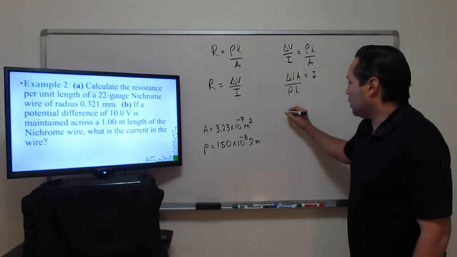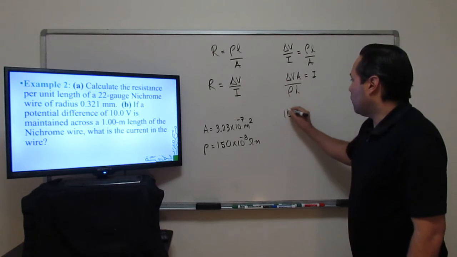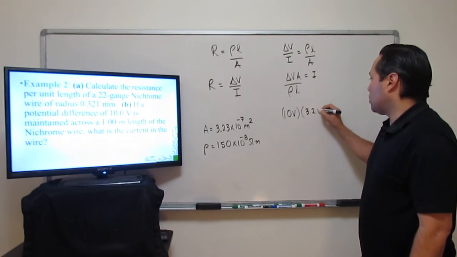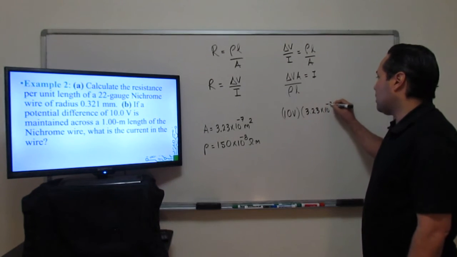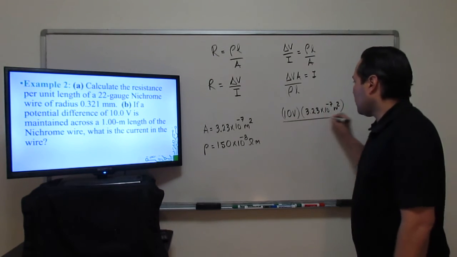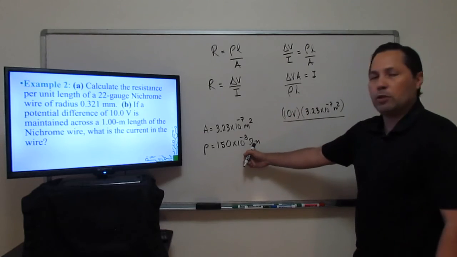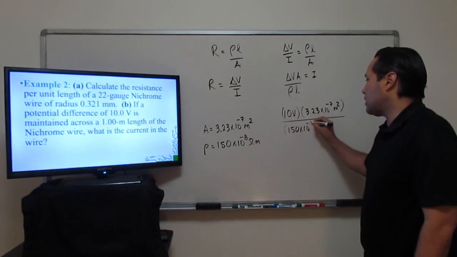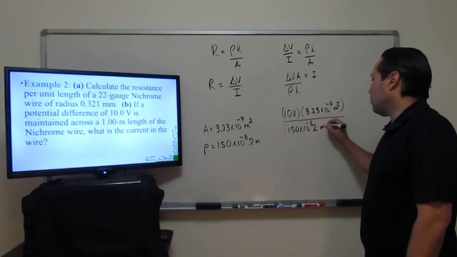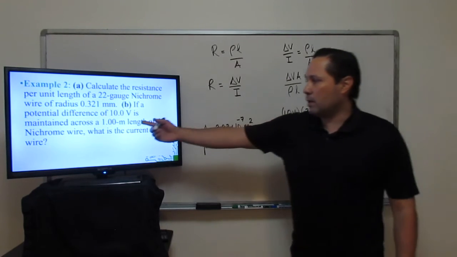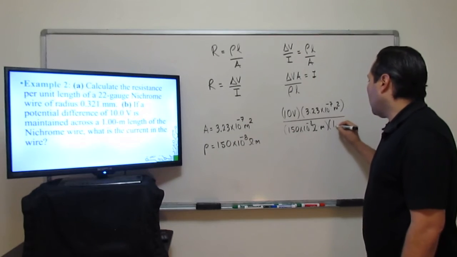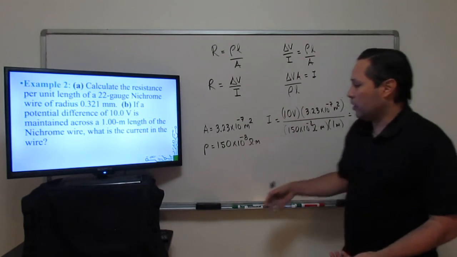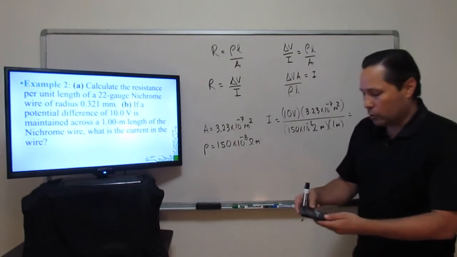Alright, so let's start plugging in all the values. 10 volts, the area, we have to solve for it in part A. It is 3.23 times 10 to the negative 7 meters squared over the resistivity. We looked it up in the table. For this wire, it's 150 times 10 to the negative 8 ohms times meter multiplied times the length. They let us know that it was 1 meter. That was the length of the wire. So once you plug it all in, we'll be able to figure out the current going through the wire.